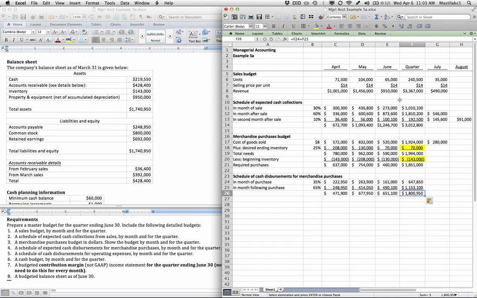One more thing to think about, we know that by the end of June, we'll have only paid 35% of June purchases, and the remaining 65% of what we bought in June is going to have to be paid in July. And so this will be our June 30th accounts payable. Again, we'll need that number when we create our June 30th balance sheet. So what we have here is our cash disbursements for merchandise purchases.